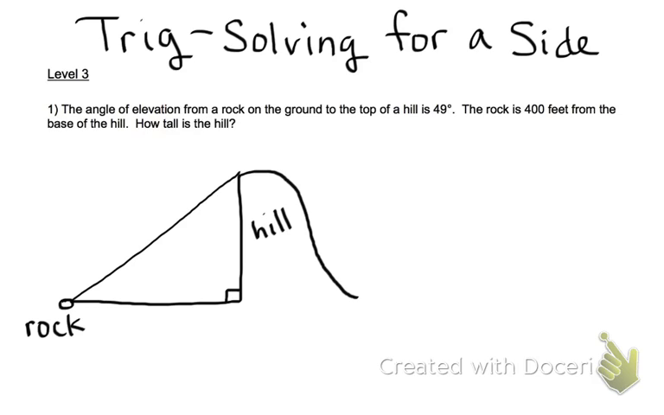So it says the angle of elevation from a rock on the ground to the top of the hill is 49 degrees. The angle of elevation is the one on the bottom that's going up towards the hill, so I'm going to label this as 49 degrees. The next sentence says the rock is 400 feet from the base of the hill. So that means it's 400 feet away from the bottom of the hill, so the bottom of this triangle is 400 feet.